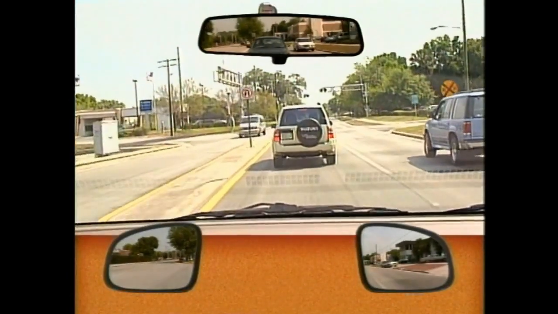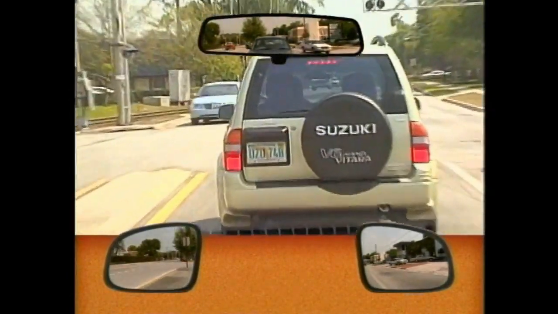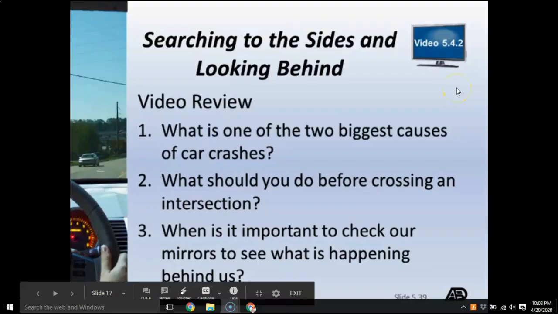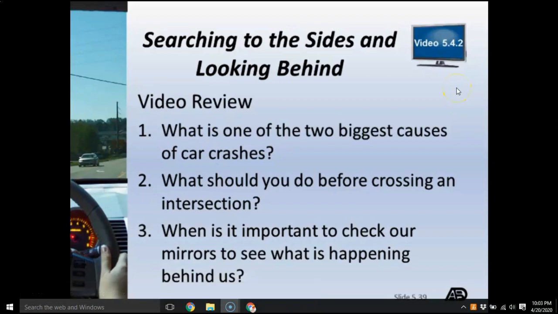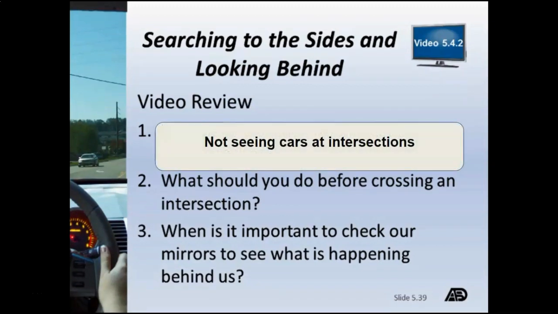We've seen how important it is to look ahead, to the side, and behind. Video review, video 542. What is one of the two biggest causes of car crashes? The answer is not seeing cars at intersections, not properly searching.